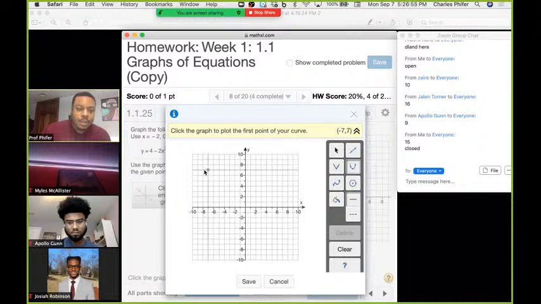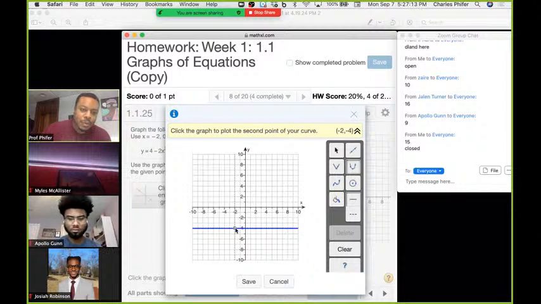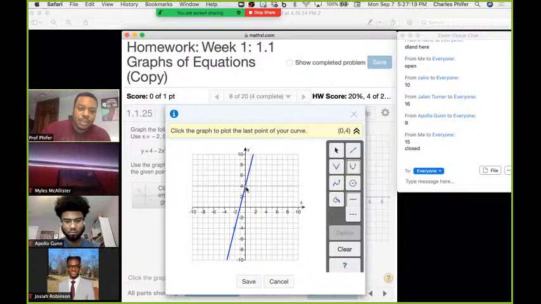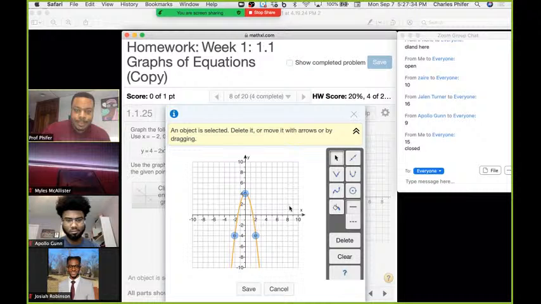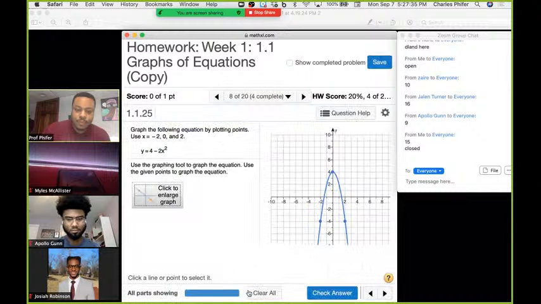Okay. So when x is negative 2, that's going to be 4 times 2 is negative 8. 4 minus 8 is negative 4. So negative 2, negative 4 is this one. Okay. When x is 0, y is 4. So we're here. And then when x is 2, 2 squared is 4 times 2 is 8. It's going to be a negative 8. 4 minus 8 is negative 4 again. So 2, negative 4 looks good. Okay, I'm going to hit save and check my answer.